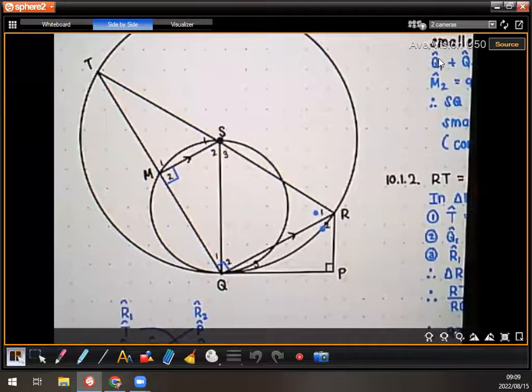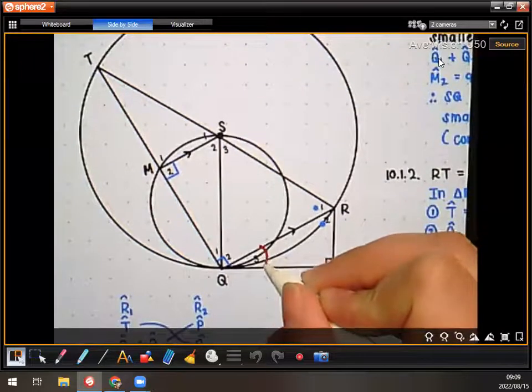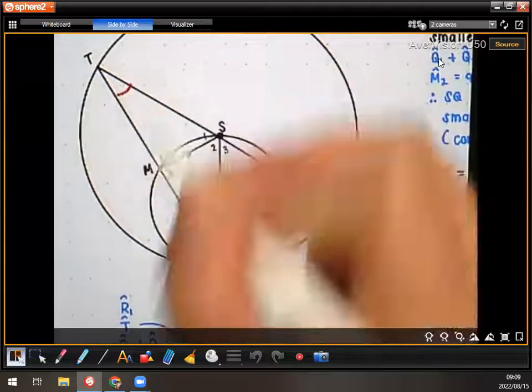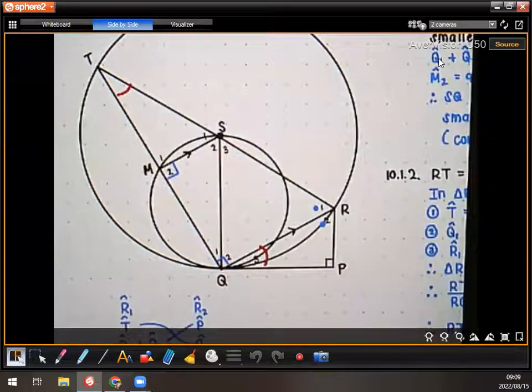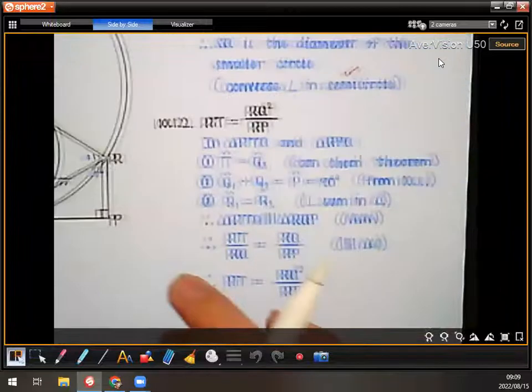So did you guys notice the tan chords there? Q3 will be equal to angle T. And then I said we have a 90-degree angle here, right? Which is given. And we proved that this is 90 degrees in the previous question. So I went to that one. And then the third thing.